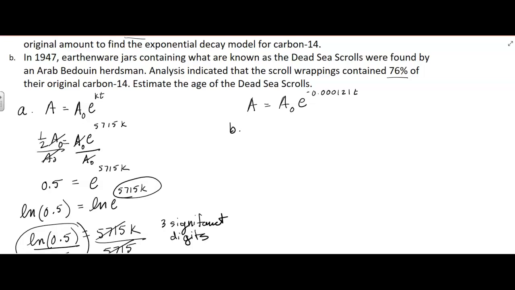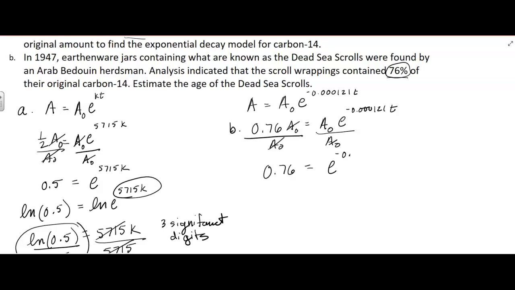So here we go, to put it in the formula. The amount we have is 76% of, so 0.76 of the original amount. Again, we're going to divide both sides by that original amount, but we'll put it in there for now so you can see it, so you don't wonder where it comes from. You're dividing by the A naught, and those are out. Okay, so we have 0.76 equals e to the negative 0.000121 t.